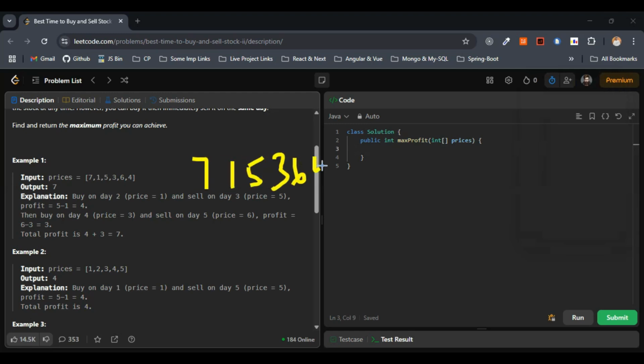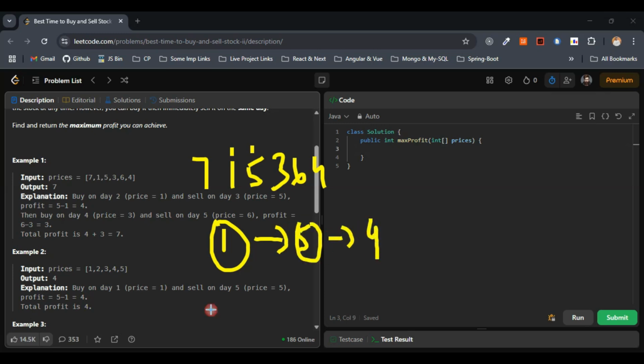7, 1, 5, 3 and 4. So we bought at 1 and we sold at 5 the next day. So with this 1 and 5 we are having a profit of 4. Right. So next we will buy this one. We cannot buy on this day, so we have already sold this one with a profit of 4 on this day.